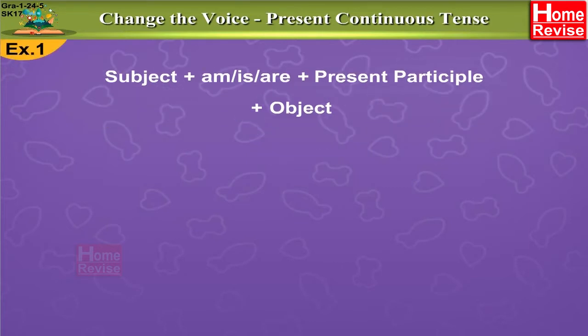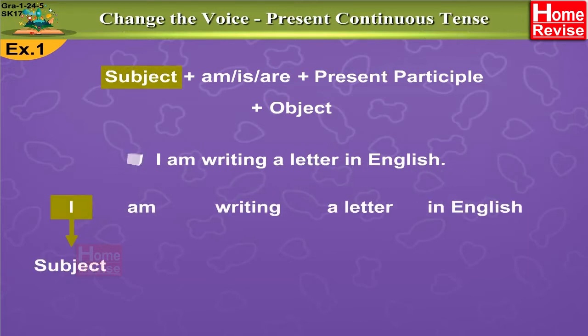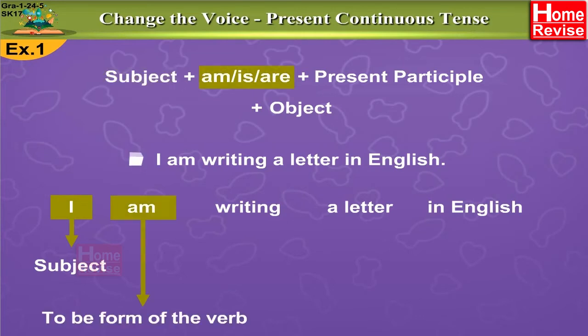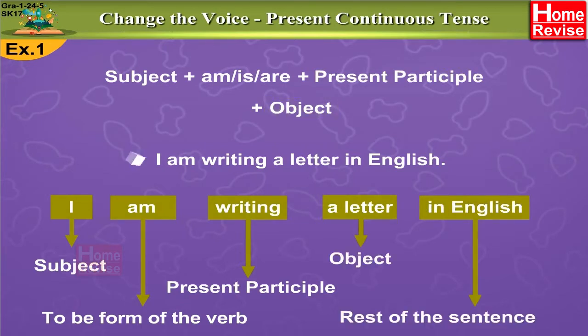Let's take an example. I am writing a letter in English. In this, the subject is I. So the sentence begins with the subject. Hence it is in the active voice. Subject is I. Am is the to be form of verb which is in the present tense. Writing is the present participle. A letter is the object. And in English is the rest of the sentence.